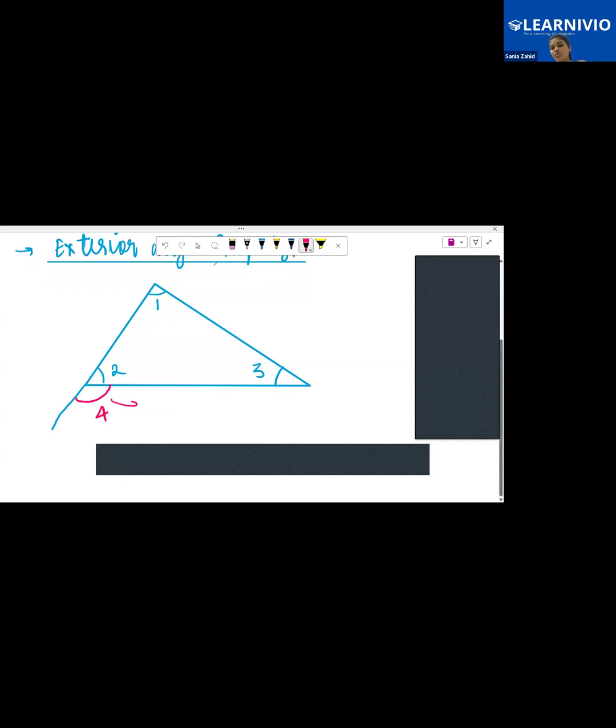And what is angle number 4? This is lying exterior, on the outside of the triangle. So this is an exterior angle. Now, how can we find this exterior angle? Is there some way? I can also extend any of the lines, right? And how will I find this exterior angle?